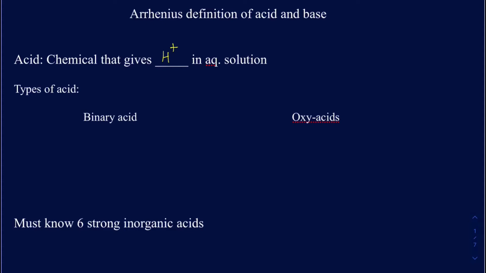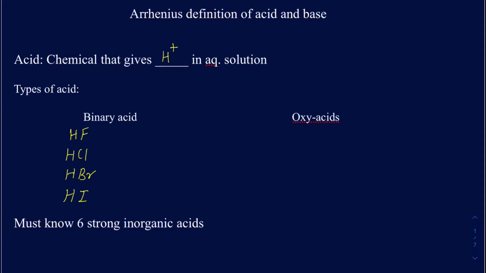Now, there are two main types of acids. One of them is called binary acids, which means there are only two types of elements in there, and you have oxyacids, which means an oxygen is involved. In the case of binary acids, the most commonly used ones are those with the halogens. For example, HF is hydrofluoric acid, HCl is hydrochloric acid, HBr is hydrobromic acid, and HI is hydroiodic acid.